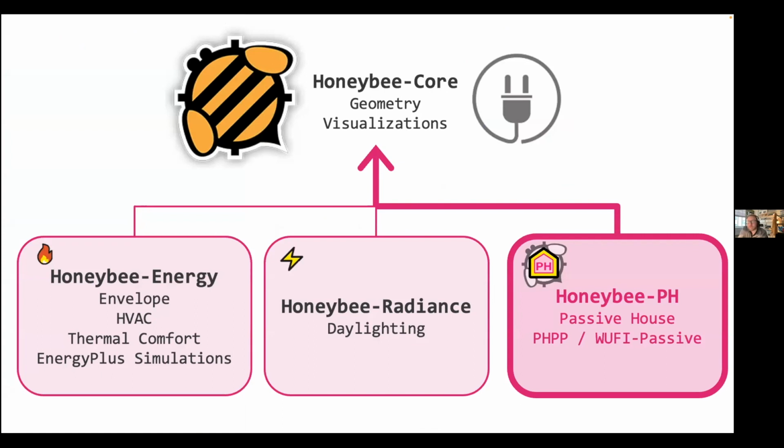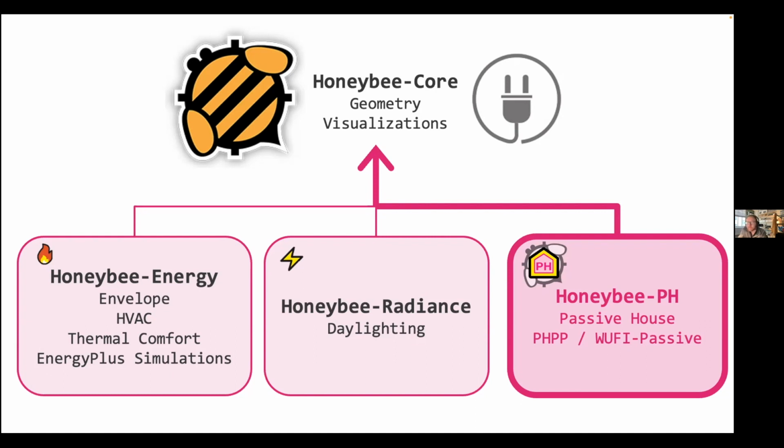So Honeybee itself is responsible for geometry modeling and visualizations. And then it has a series of different plugins that do different things. So specifically, the most well-known ones would be Honeybee Energy. Honeybee Energy is the plugin that allows us to do Energy Plus modeling. So detailed envelope assignments, HVAC system modeling, thermal comfort calculations, hourly energy and load calculations for our buildings. By contrast, there's another plugin, which is known as Honeybee Radiance, that does detailed daylighting simulations using the Radiance engine.